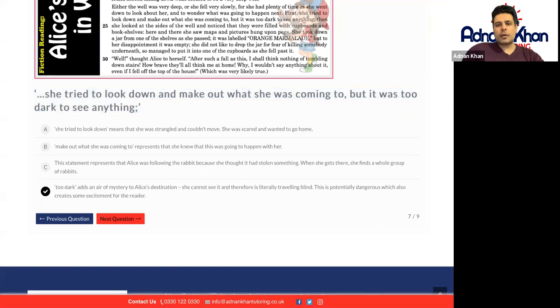So it's "too dark." The statement "too dark" adds an air of mystery to Alice's destination. She cannot see it and therefore is literally traveling blind. This is potentially dangerous, which also creates excitement for the reader.